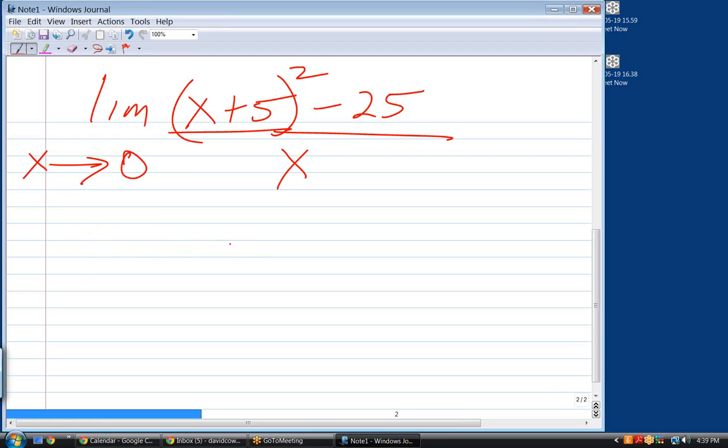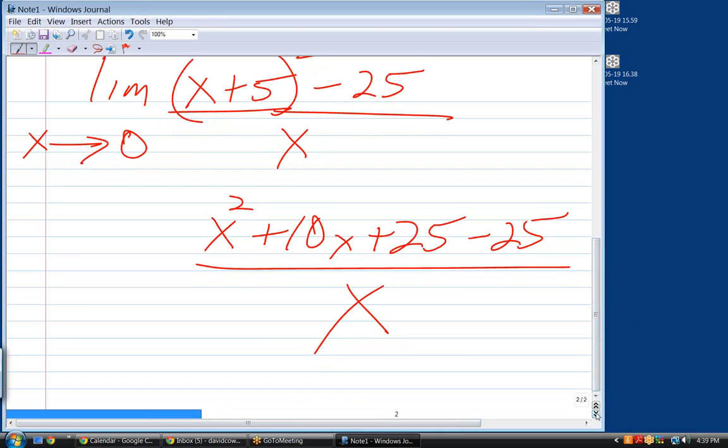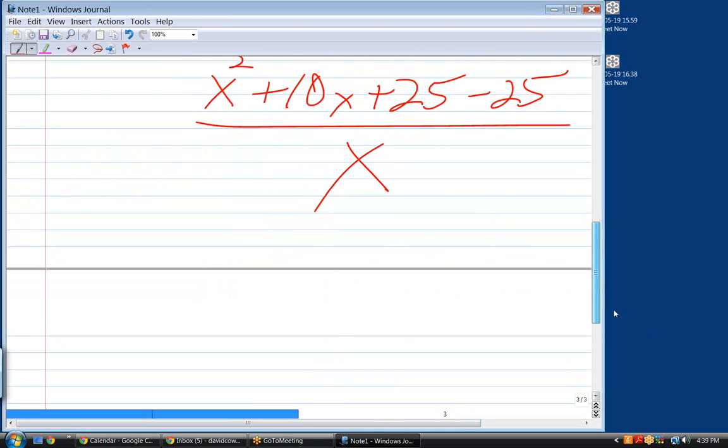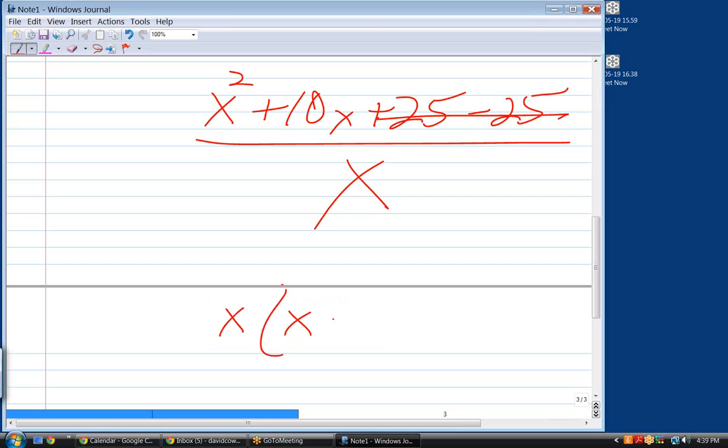What do you have? What's x plus 5 squared? Okay, so you have x squared plus 10x plus 25. Now what can you do? We'll cancel out those 25s and pull out an x, then factor out an x. Because you were able to factor out an x, you can cancel that x with the one in the denominator.